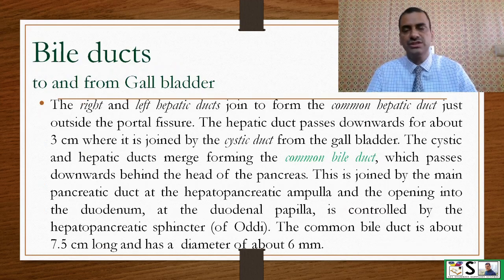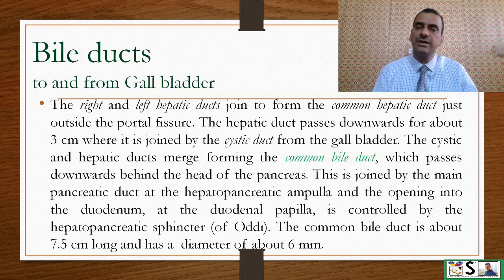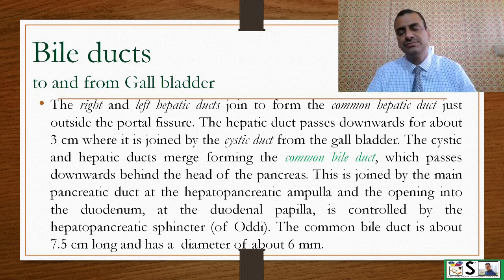Bile ducts, which come out from the liver and go towards the gallbladder. The right and left hepatic ducts join to form the common hepatic duct just outside the portal fissure. The hepatic duct passes downwards for about 3 cm where it is joined by the cystic duct from the gallbladder. The cystic duct and hepatic duct merge, forming the common bile duct, which passes downwards behind the head of the pancreas.